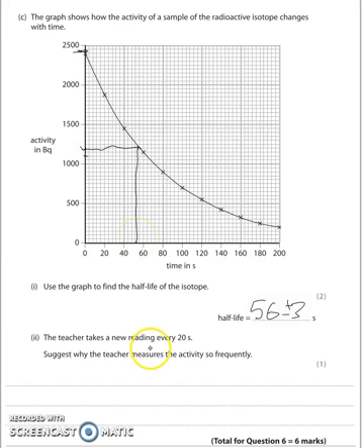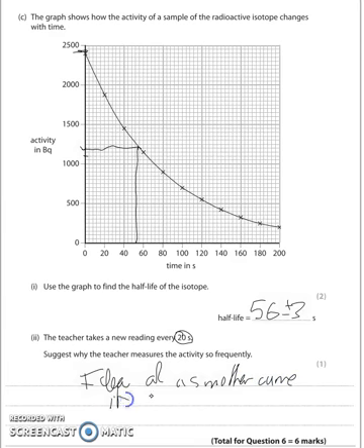The teacher takes a new reading every 20 seconds. Suggest why the teacher measures the activity so frequently. Lots of things you could say here. So idea of a smoother curve would have been fine. It decays quickly. If it's decaying very quickly, then you need to take a lot of results in order to find the half-life.